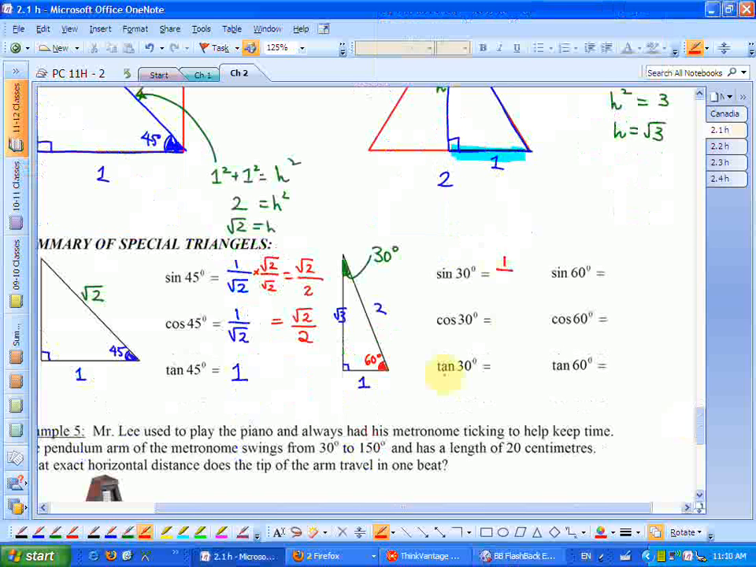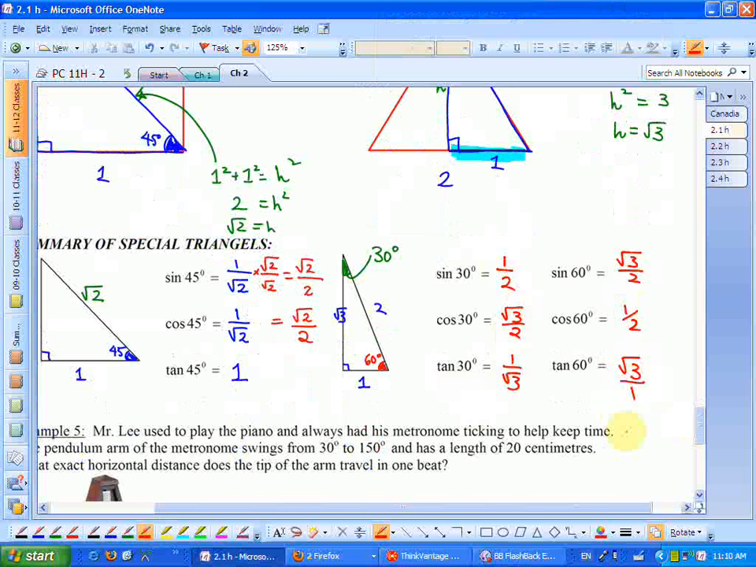1 over 2. Good. What's cosine 30? Root 3 over 2. What's tangent 30? 1 over root 3. Good. Sine 60, please. Root 3 over 2. Cosine, 1 over 2. Tangent, root 3 over 1.